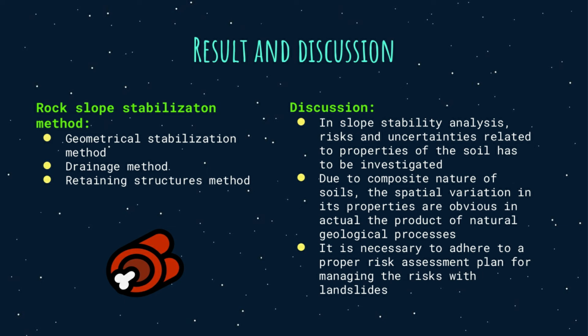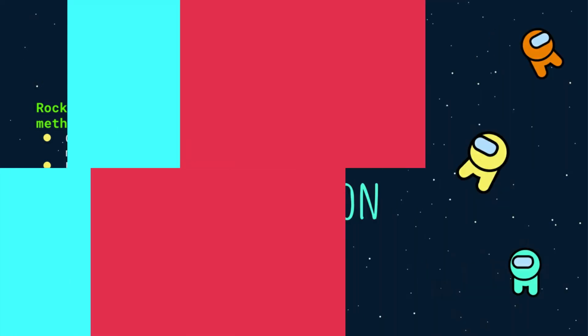Okay, for the discussion, in slope stability analysis, risks and uncertainties related to the properties of the soil have to be investigated. Due to the composite nature of soil, the spatial variation in its properties is obvious and is actually the product of natural geological processes. It is necessary to adhere to a proper risk assessment plan for managing the risk of landslides.